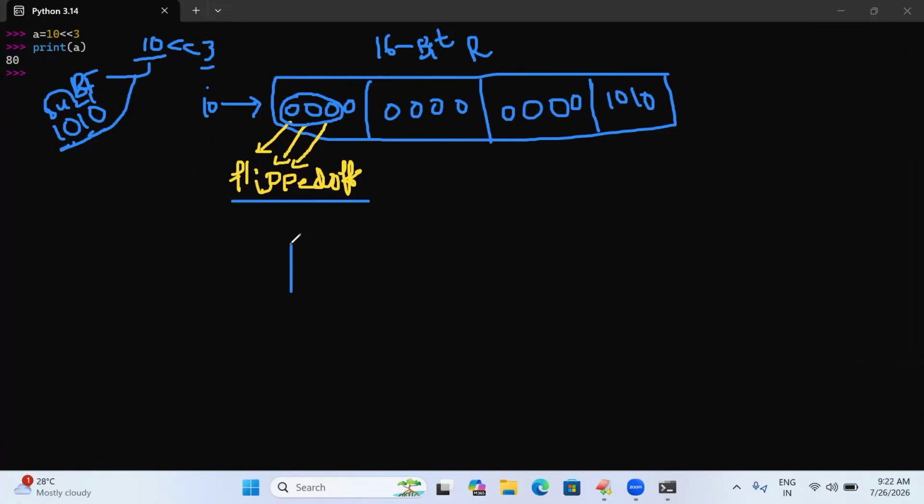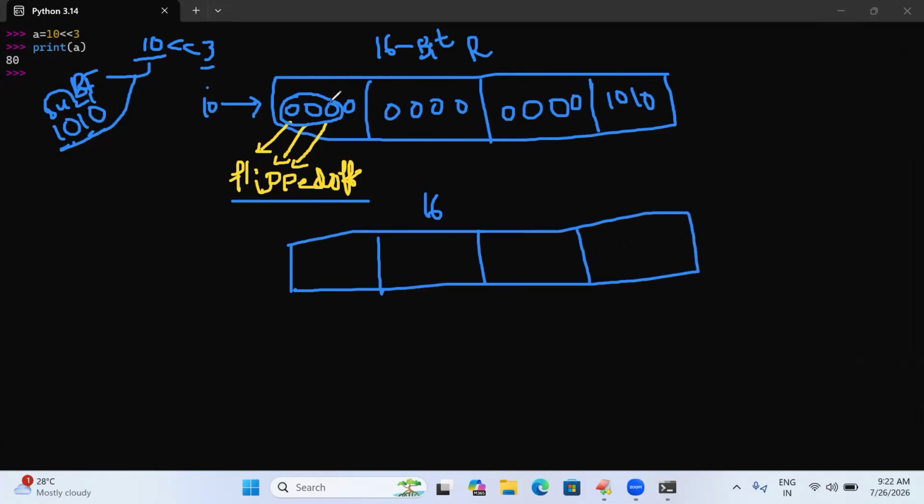Then it is going to be considered like this. See, I removed these 3 zeros, right? Flipped off means we have to move these 3 zeros outside. Then this 0 is going to be placed here, this 0 is going to be placed here, this 0 is going to be placed here, right? This 0 is going to be placed here, and this 0, and this 0, and this 0 are going to be placed here, right?